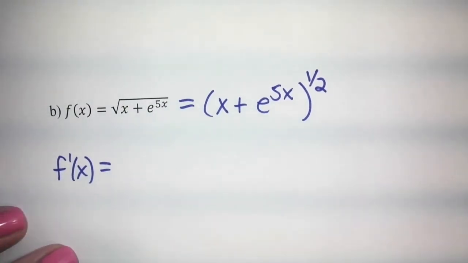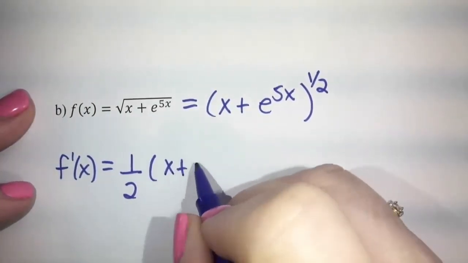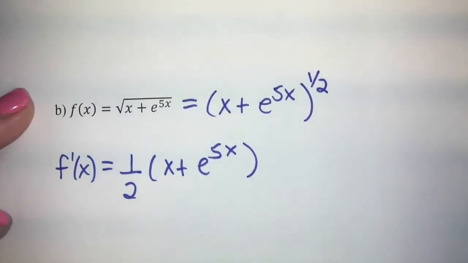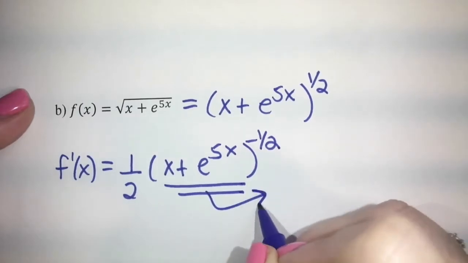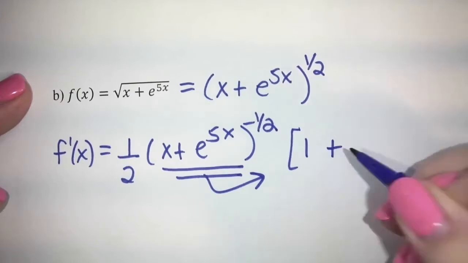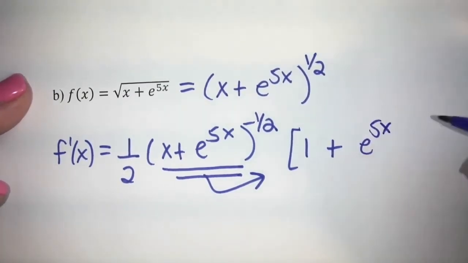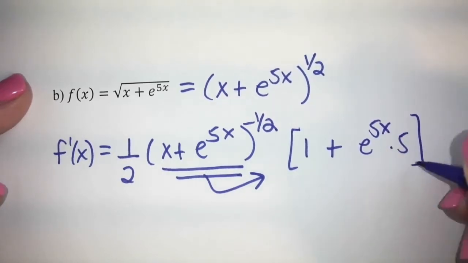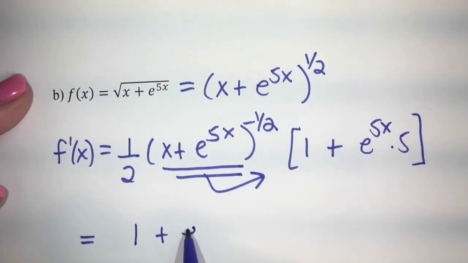So we have the chain rule here, something to the 1/2. We have a half out in front. Same bracket, x plus e to the 5x to the 1/2 minus 1 is negative 1/2, times the derivative of what's inside the bracket. So derivative of x would be 1, and derivative of e to the 5x, think derivative of e to the anything is e to the anything times the derivative of the anything. So it would be e to the 5x times the derivative of 5x, which would be 5. So in here, we have 1 plus e to the 5x times 5.